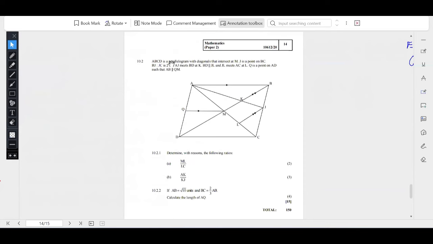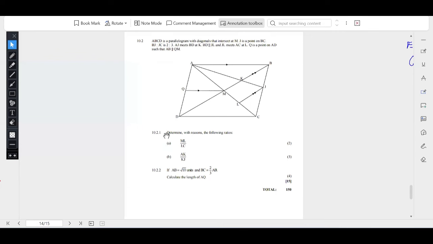It says ABCD is a parallelogram with diagonals that intersect at M. J is a point on BC. BJ is to JC is 2 is to 3. And then AC meets BD at K. BD is parallel to JL and JL meets AC at L. Q is a point on AD such that AB is parallel to QM, right? Then they say 10.2.1, determine with reason the following ratios.